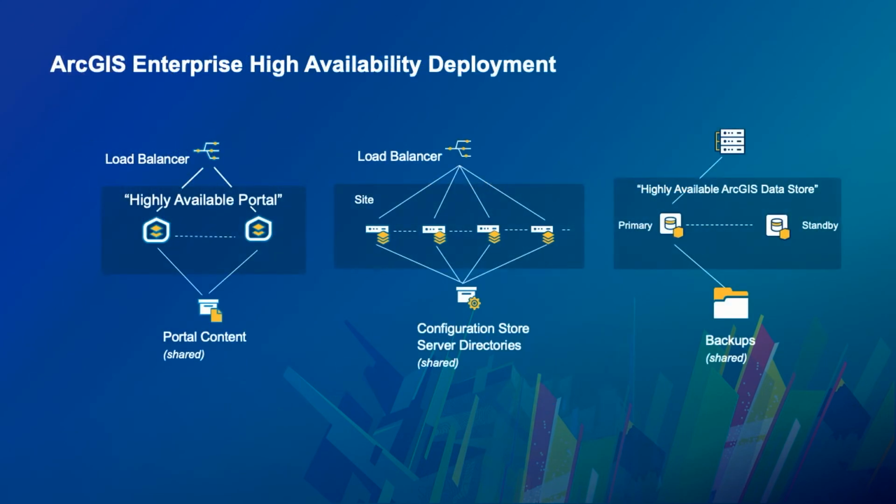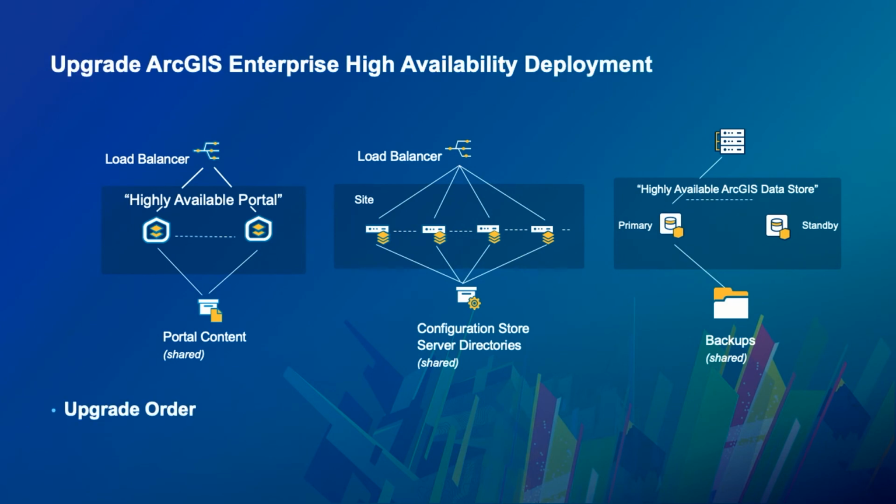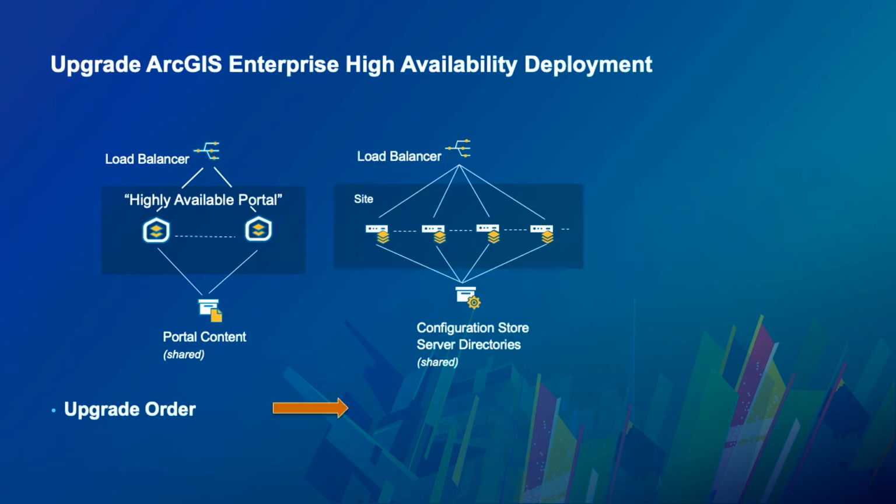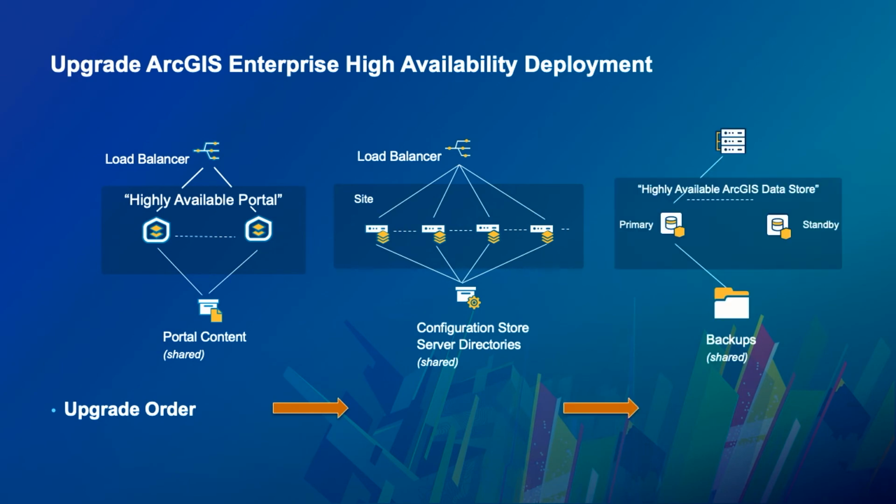Now we put them together. This is ArcGIS Enterprise high availability deployment. Every single component needs to be highly available. And then there's an order for upgrade as well. You probably already know, we need to upgrade portal first, and then server, and then DataStore. This is not just for a highly available portal, it's ArcGIS Enterprise. Even when you're on a single machine, this is a requirement from ArcGIS Enterprise. So we're following the same requirement, the same order.